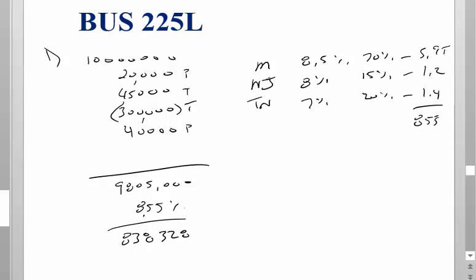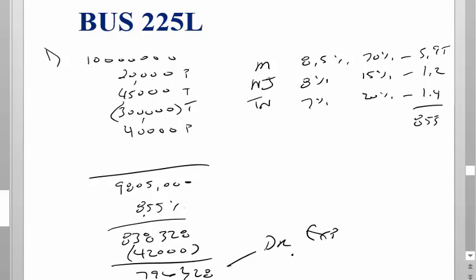Credit. So we have a Michigan credit of $42,000. So 838 minus 42,000 is going to be 796,328, right? Okay, that's my step one current provision for state. So I'm going to debit expense, credit payable for 796,328. All right, that is step one.